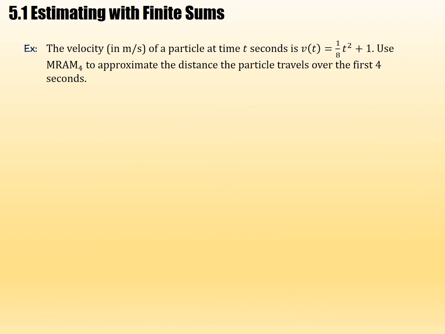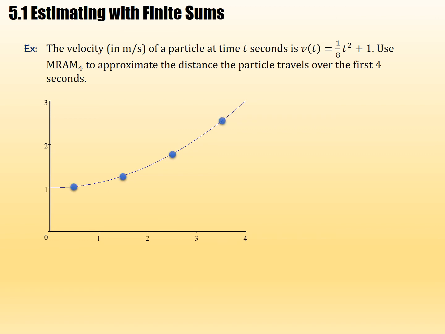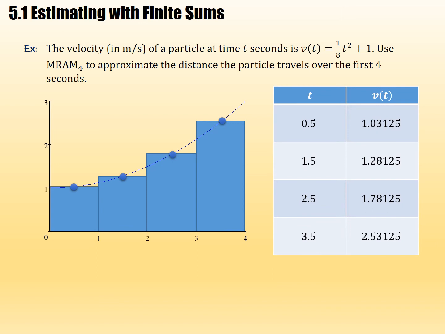This time we will try MRAM. Same number of rectangles, but notice that my height comes from the center of each interval. I draw my rectangles at that height, and get my velocity values at each one of those corresponding t values. Yes, I had a calculator to get those. And I cheated this time and didn't show my setup. I would lose points on my test or on an AP problem.